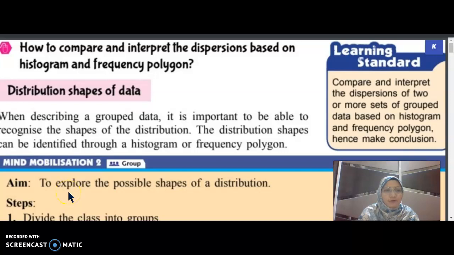Distribution shapes of data. When describing a group data, it is important to be able to recognize the shapes of the distribution. The distribution shapes can be identified through a histogram or frequency polygon.